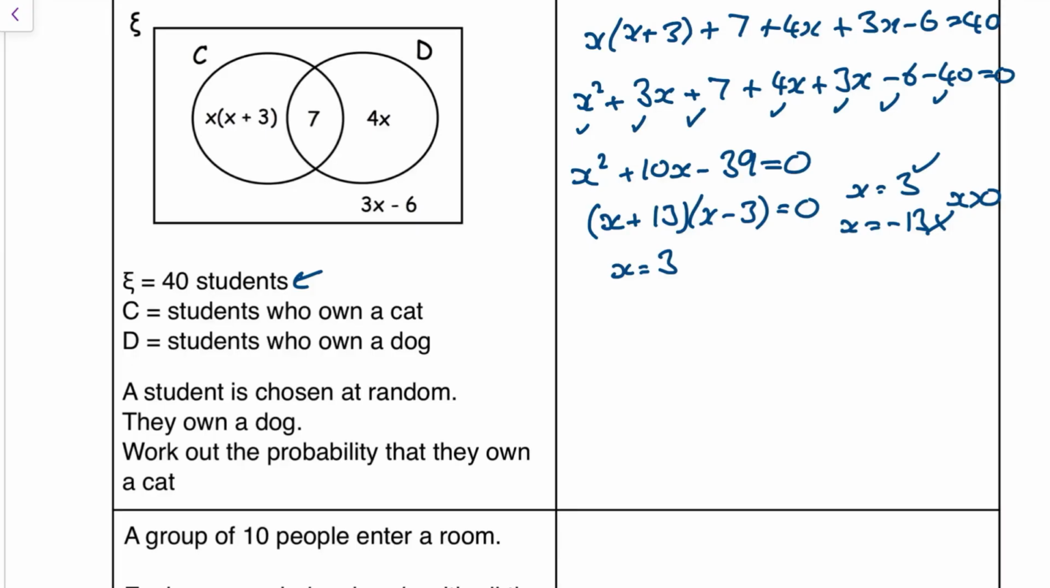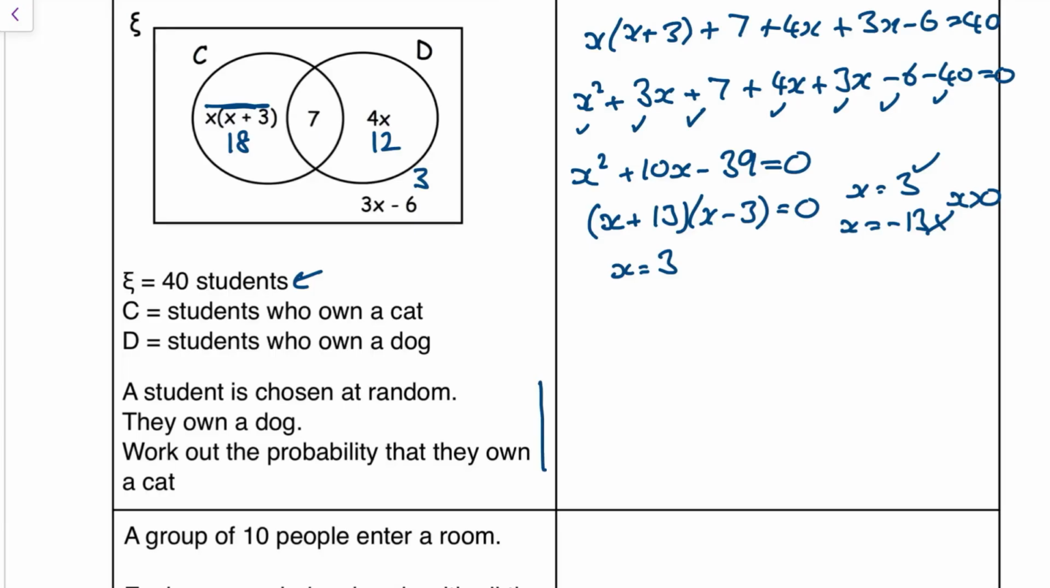So if we look at this one here, 3 times 3 plus 3 is 18, 7 is 7, 4 times 3 is 12, and 3 times 3 is 9, minus 6 is 3. If I just check this quickly, so 18 plus 7 is 25, plus 12 is 37, plus 3 is 40. That has indeed worked.